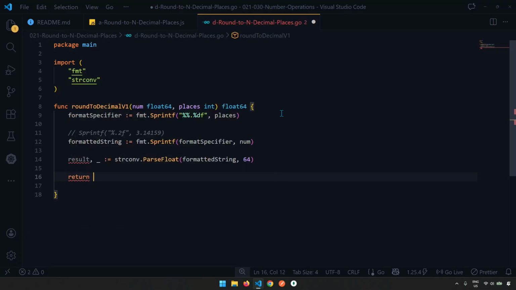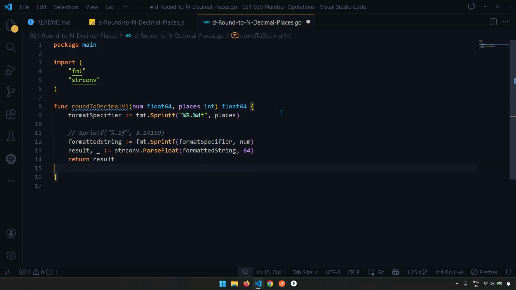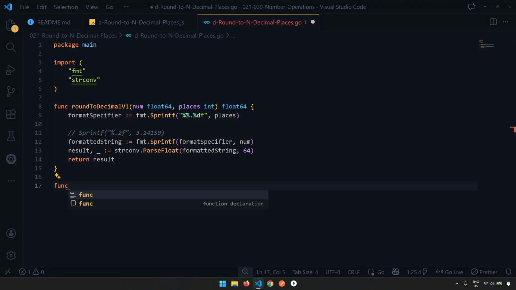Return is typo, result. There we go. That's it. That's the solution to this challenge. Now, the next thing for us is actually call the main function, but I'm going to do that right after we are done with the second version of the solution as well.